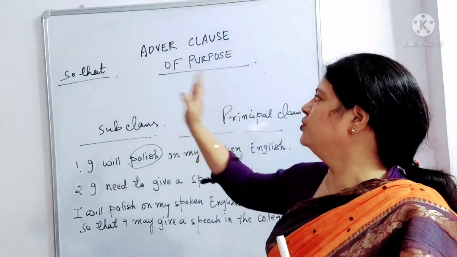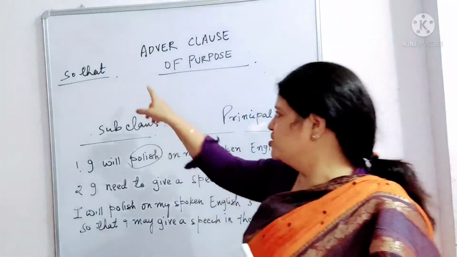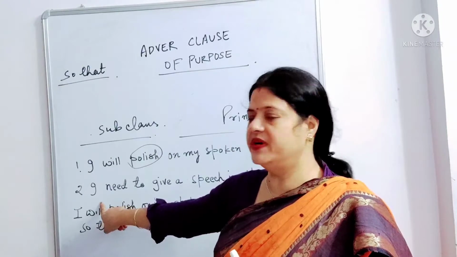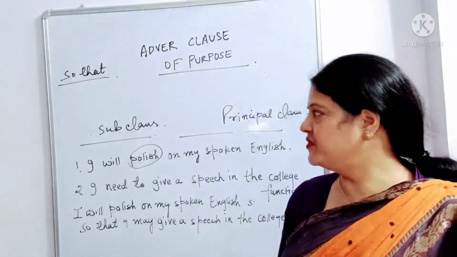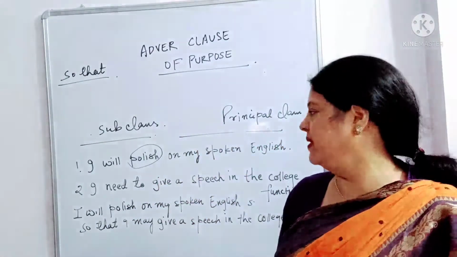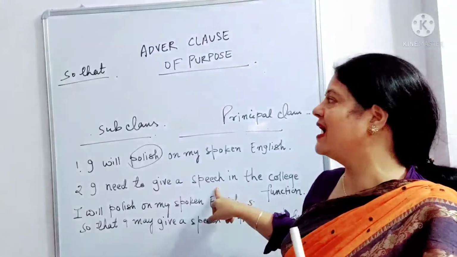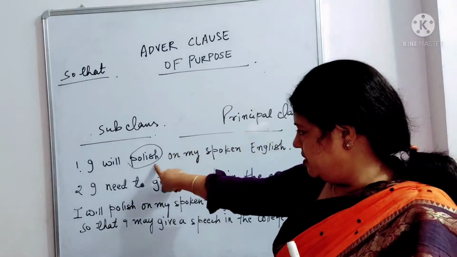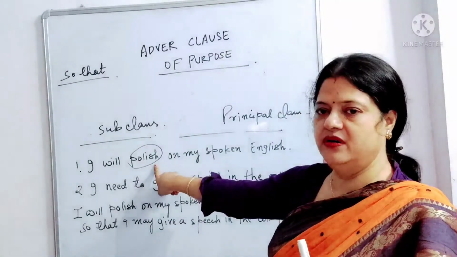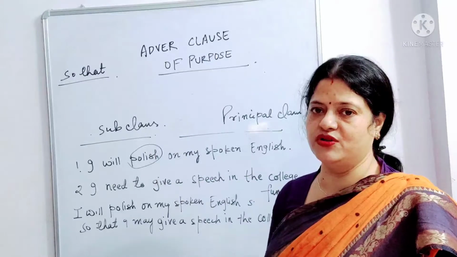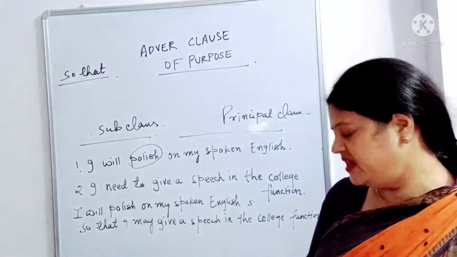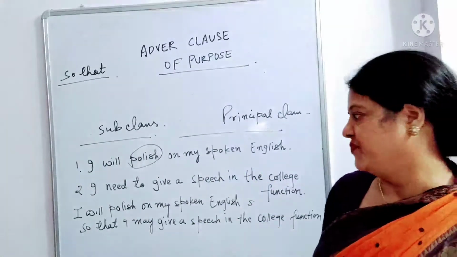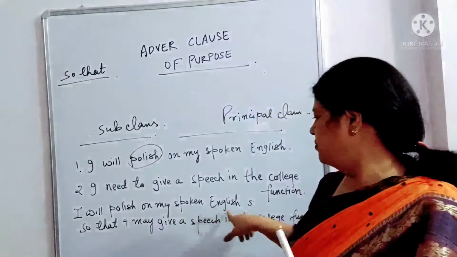When I add this conjunction in front of this sentence which is showing purpose, it will become a subordinating adverb clause of purpose, modifying this verb polish in the principal clause. Now let's see how I have added these two sentences. I will polish on my spoken English.